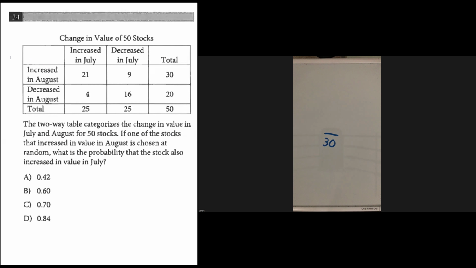So we go to the column increased in August because that's our given, and we look at increased in July, and the intersection is 21. So 21 over 30, which when simplified is equal to 0.7. So the correct answer is C.